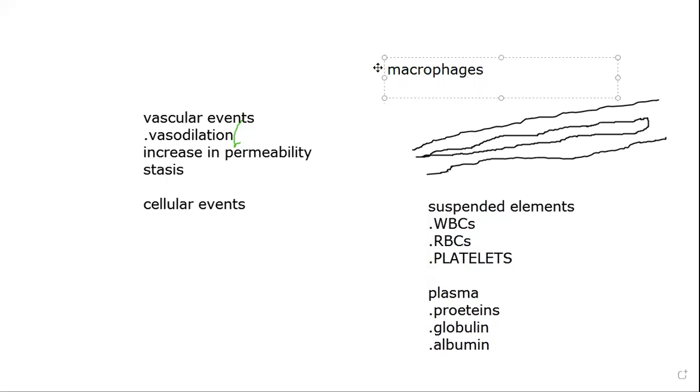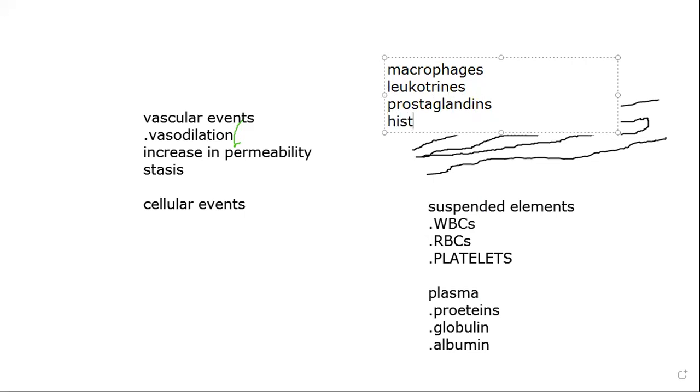Macrophages secrete leukotrienes, prostaglandins, and histamine, and indeed other chemicals. So I was saying that when the blood vessel gets injured, or when you have an infection in the blood or in any tissue anywhere in the body, the white blood cells, specifically maybe the macrophages or the monocytes, will secrete these chemicals: leukotrienes, prostaglandins, histamine, and others.